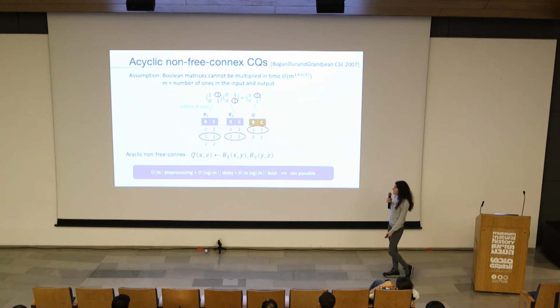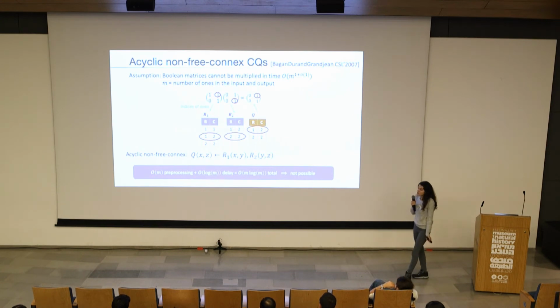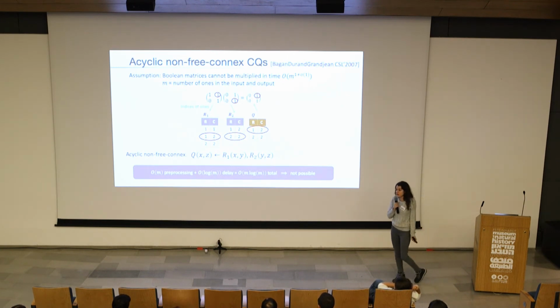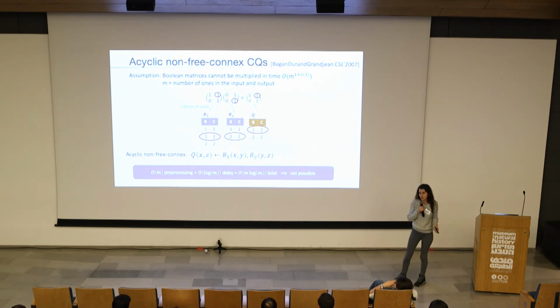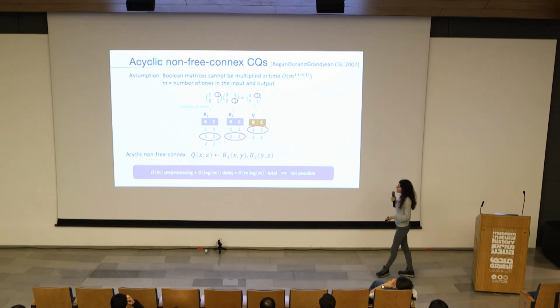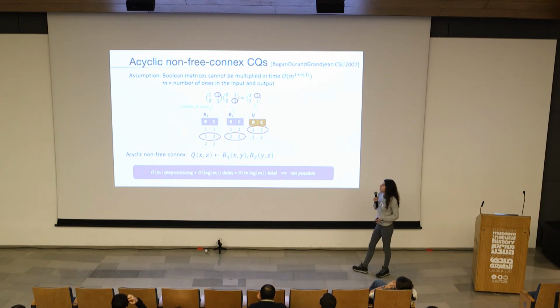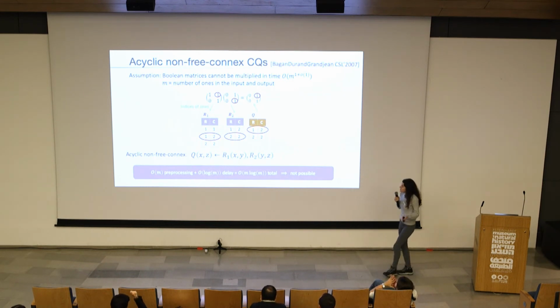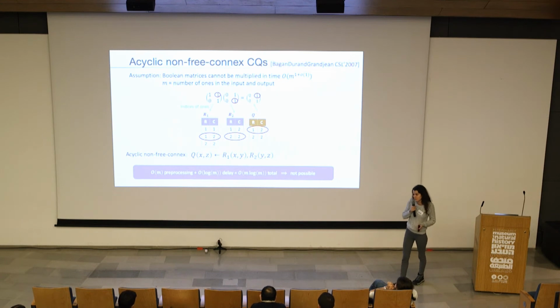So if we can solve this query with O of m preprocessing, where m is the number of ones in the input and output, and then logarithmic delay, then it means that we solved matrix multiplication in m log m time. So if we assume we can't solve matrix multiplication in this time, it means we don't have a log delay algorithm for enumeration with any order. It doesn't matter the order. And if we assume that we cannot solve Boolean matrix multiplication in m time, then it means that we don't have a constant delay algorithm.